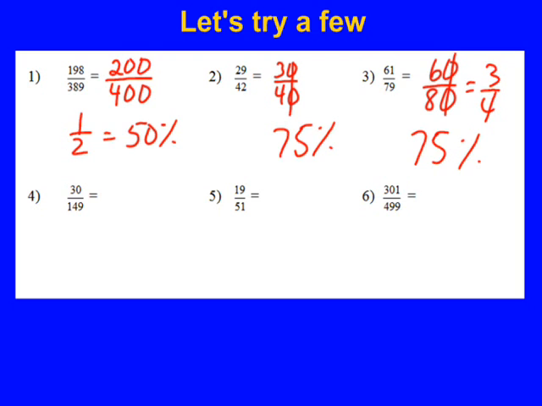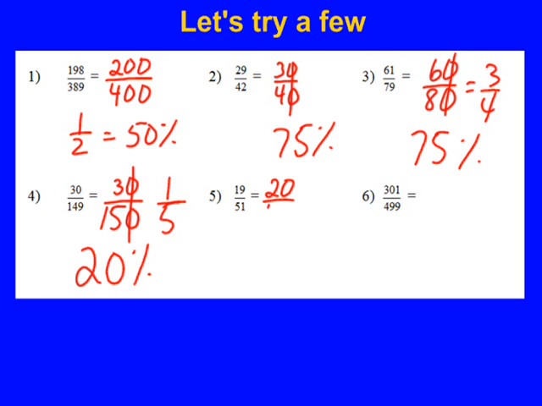30 over 149, I probably wouldn't do anything with the numerator. And the denominator, I'd round to 150. Drop the zeros, and I know that 3/15 simplifies to 1/5, and that's a basic fraction. 1/5 is 20%. Okay, so 19, I probably would round that to 20, and 51 to 50, and I would drop my zeros. There's your basic fraction, and 2/5, we know, is 40%.